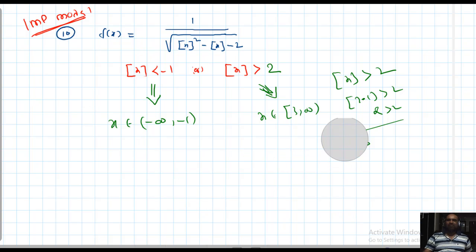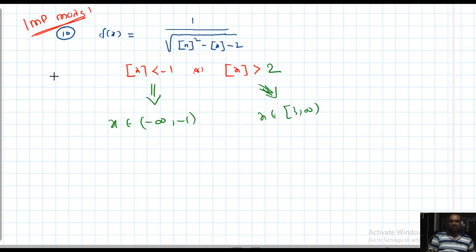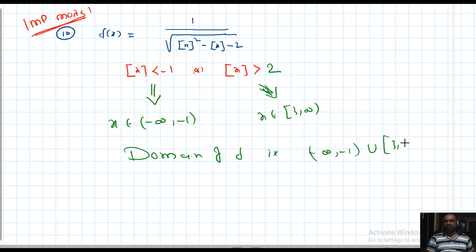Now I want to write the final domain. Domain of f of x is not correct. The rule is that you should write domain of f only, not f of x. Domain of f is minus infinity to minus 1 union closed 3 to infinity.